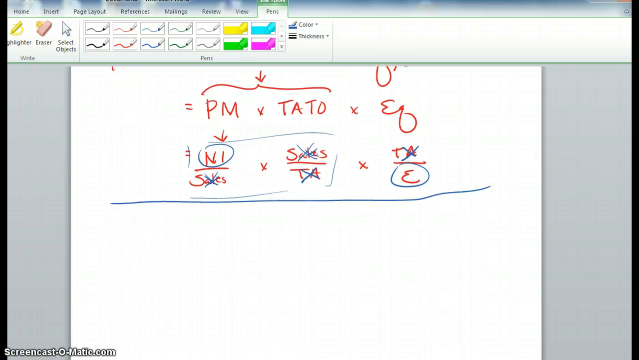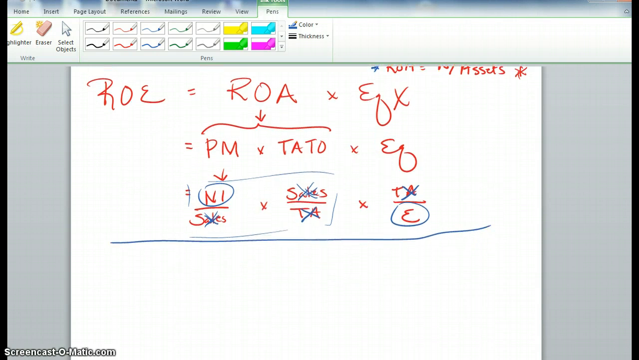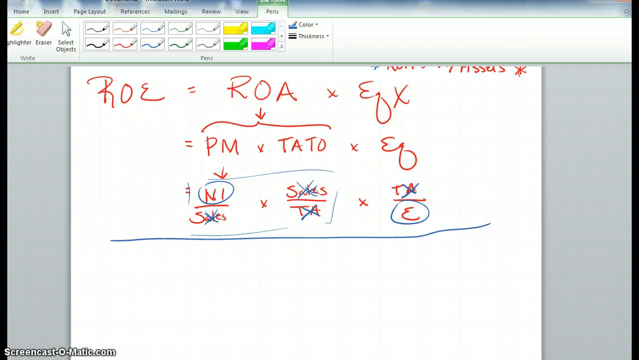So it's kind of a neat little tool, because if you have some of these ratios that you need, you can solve other problems.